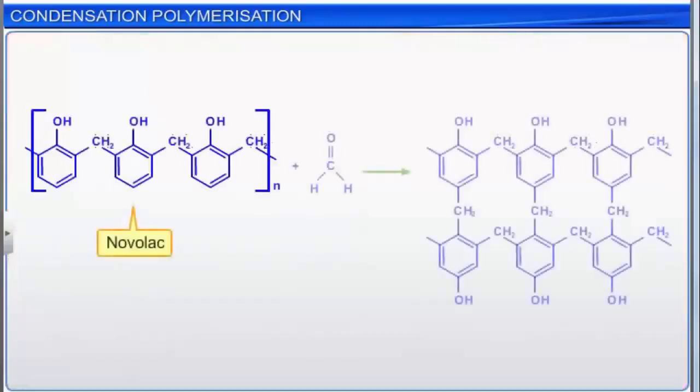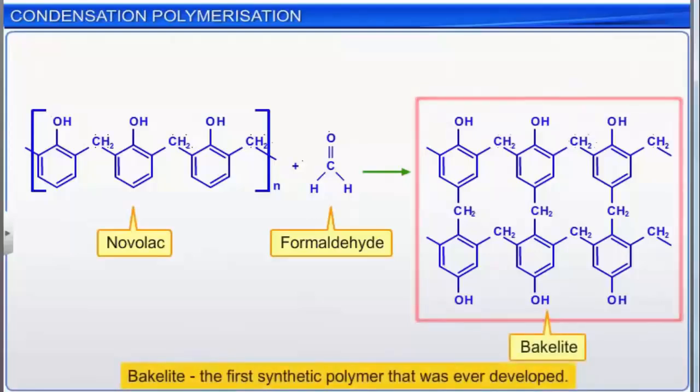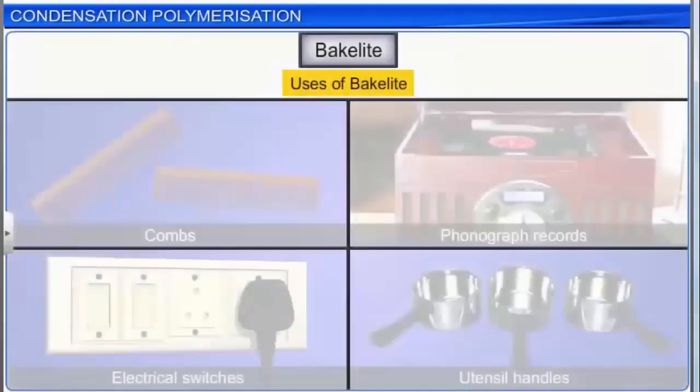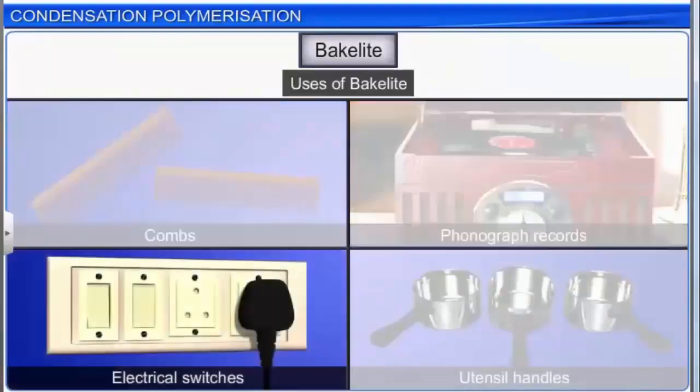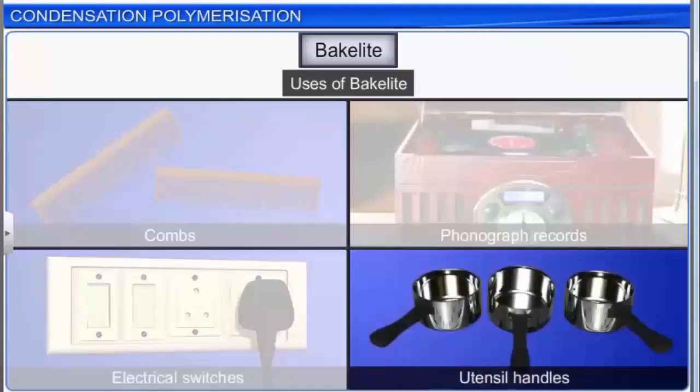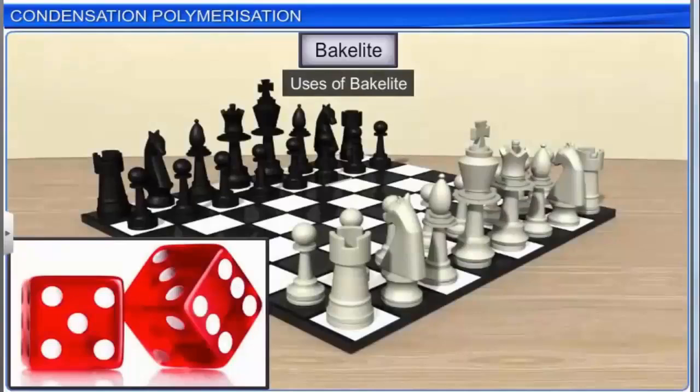When phenol is heated with formaldehyde, many cross-links between the chains develop. This cross-linked, rigid three-dimensional structure is called bakelite, the first synthetic polymer that was ever developed. Bakelite can be used to make combs, phonograph records, electrical switches, and utensil handles. Bakelite is also used as a porcelain substitute, such as in game pieces.